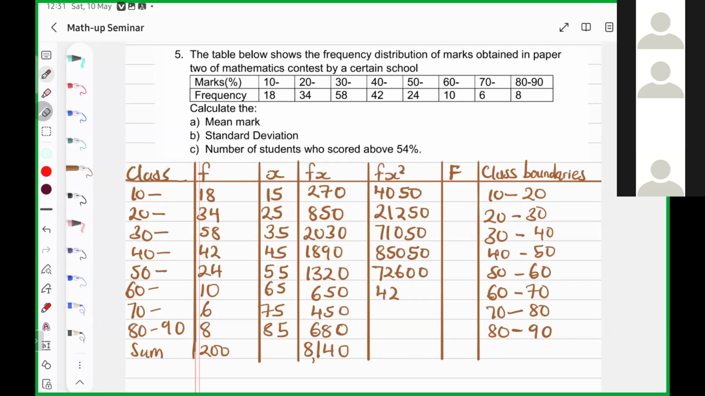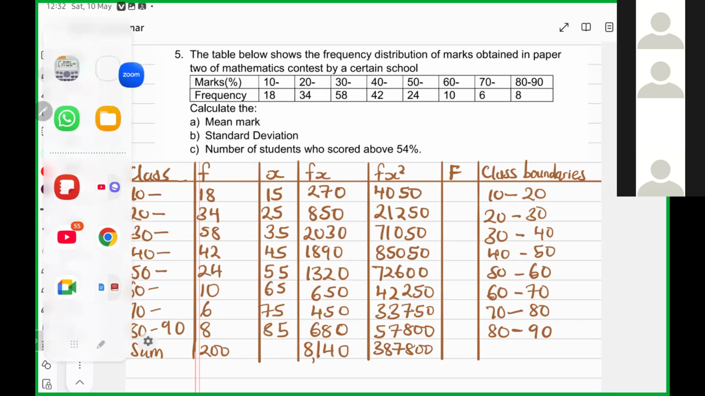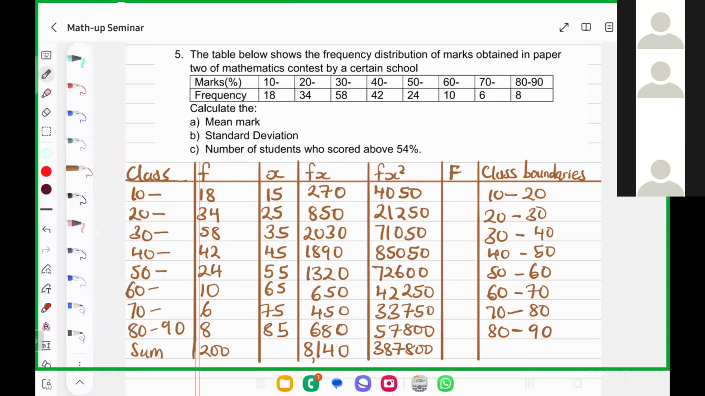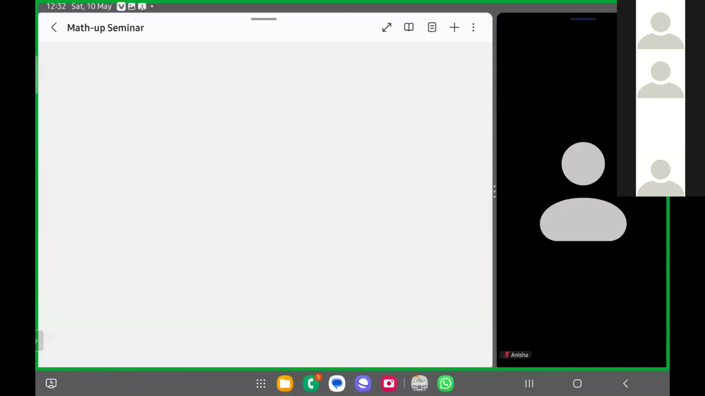You have to be very careful while doing the multiplication, because anything small will put you off. It may end up being a cascade effect. If you fail part A, it follows you up to the last part. So we end up with 387,800 as a summation of f of x squared.